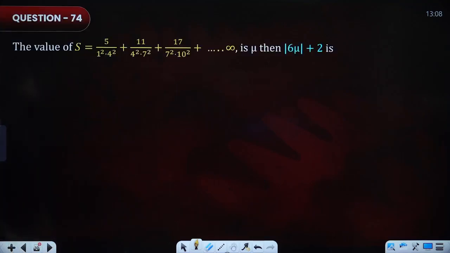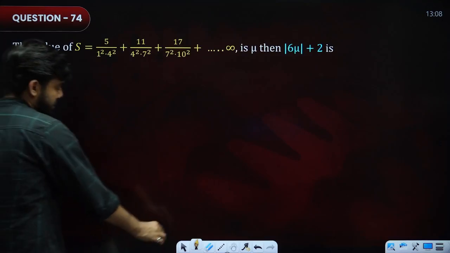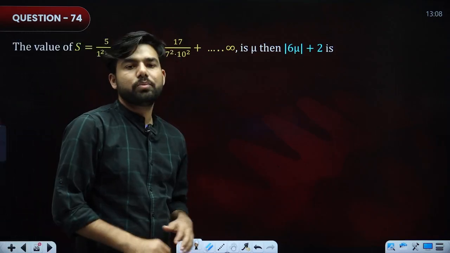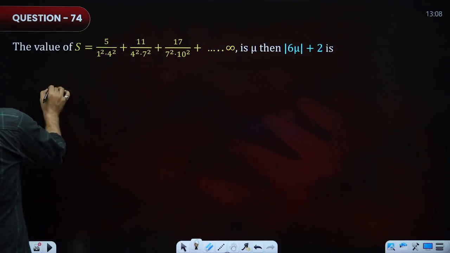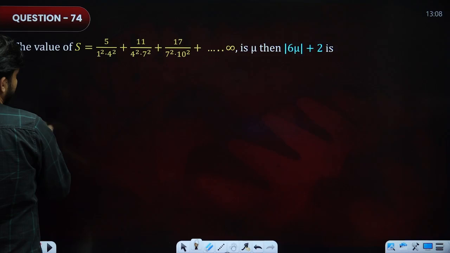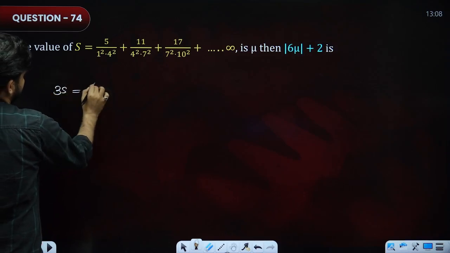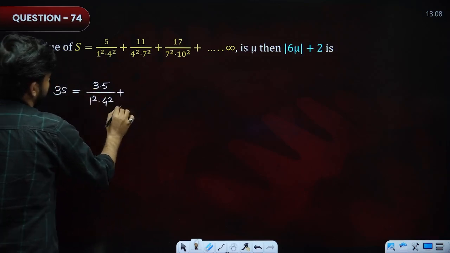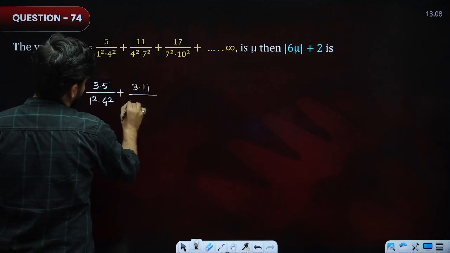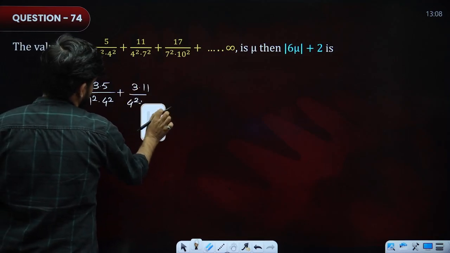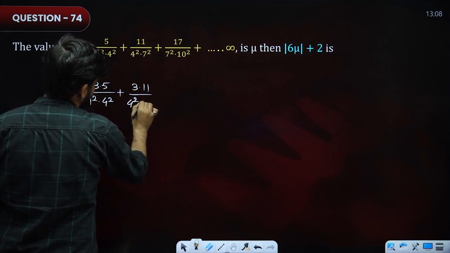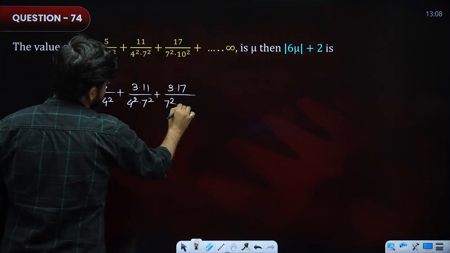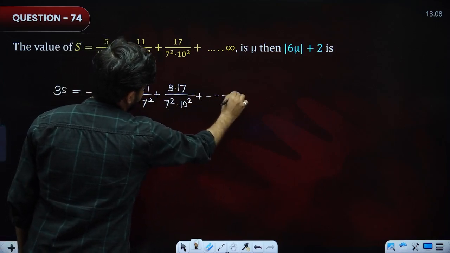Now in the next question, we have the value of S equals mu. Then we have to find mod 6 mu plus 2. In that case, we have S given. If I multiply by 3 over here, we can write 3 into 5 upon 1 square into 4 square plus 3 into 11 upon 4 square into 7 square, plus 3 into 17 upon 7 square into 10 square, till infinite.